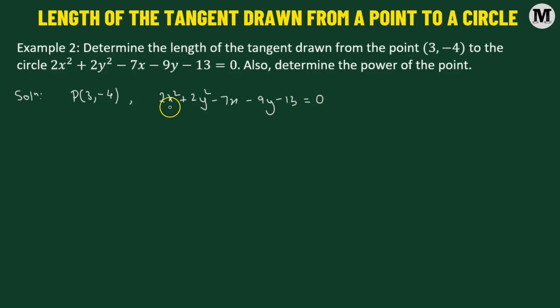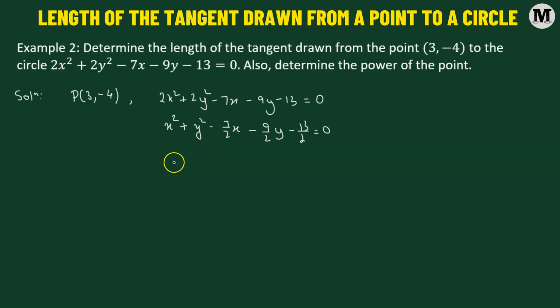Well, here what we'll do, we will get rid of the coefficient of x squared and y squared, which is 2, by dividing each term by 2. And this is going to give us x squared plus y squared minus 7 over 2 times x minus 9 over 2 times y minus 13 over 2 equals 0. All we have done here is express the given equation of the circle in its general form. Like the previous problem, we could find out the value of g, f, and c. But there's an easier method to quickly find out the length of the tangent.